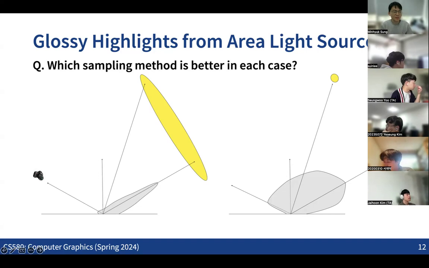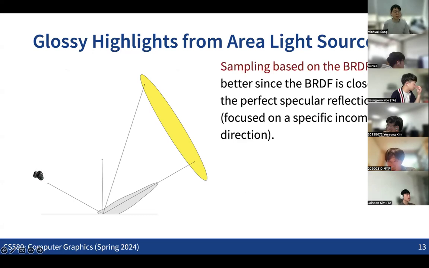Yeah, so this is actually a simple question, right? As you can see, on the left-hand side, it would obviously be better to sample based on the BRDF, because we can see that the light coming from some specific directions contributes most to the computation of the outgoing radiance, which means that we don't need to shoot many rays in random directions. We just need to sample the directions that contribute most to the outgoing radiance.